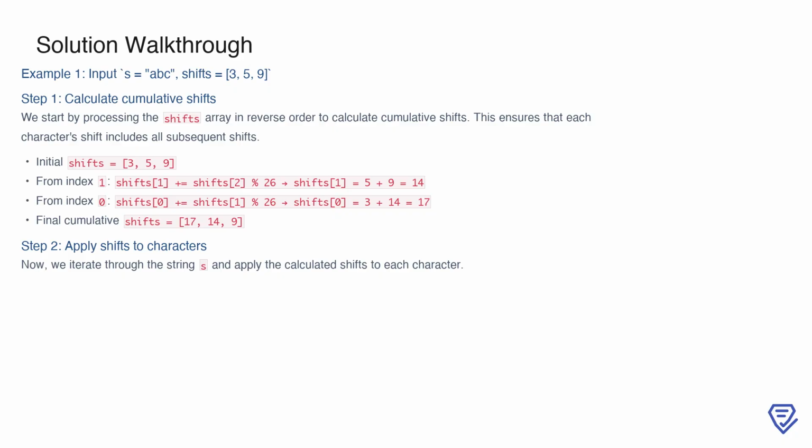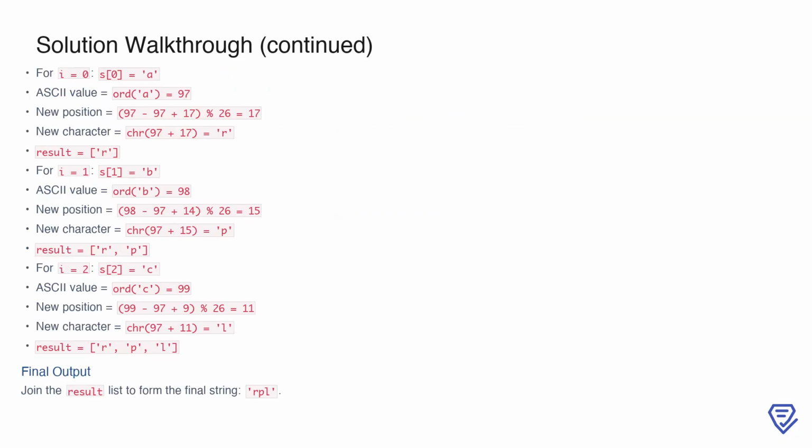Starting with the initial array 3, 5, 9, we update shifts 1 by adding shifts 2 modulo 26, which results in 14. Then, shifts 0 is updated by adding shifts 1 modulo 26, giving us 17. The final cumulative shifts array becomes 17, 14, 9. These values now represent the total shifts that each character in the string will undergo, taking into account all subsequent shifts. Now that we have the cumulative shifts, we apply them to each character in the string ABC.